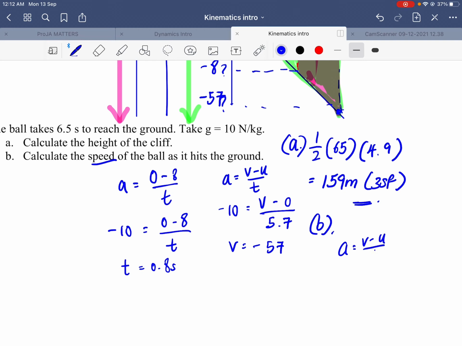a equals v minus u over t. Then the a we just write 10, since the direction doesn't matter. v minus u, u being 0, over 5.7. Then can we write v equals 57? No, they asked for the speed as it hits the ground, so we just copy what they asked. Speed equals 57 meters per second.